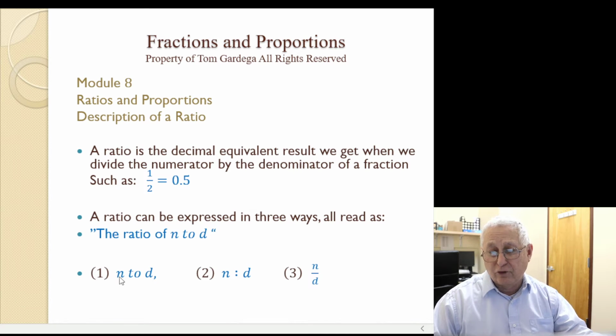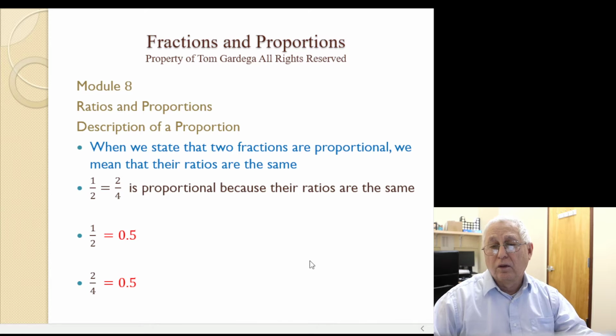Here we have the first way is n to d, n to d, and n to d. When we state that two fractions are proportional, we mean that their ratios are the same. For example, 1/2 equals 2/4 because their ratios are the same. 1 divided by 2 equals 0.5, and 2 divided by 4 also equals 0.5, so these fractions are proportional to each other and their ratios are the same.